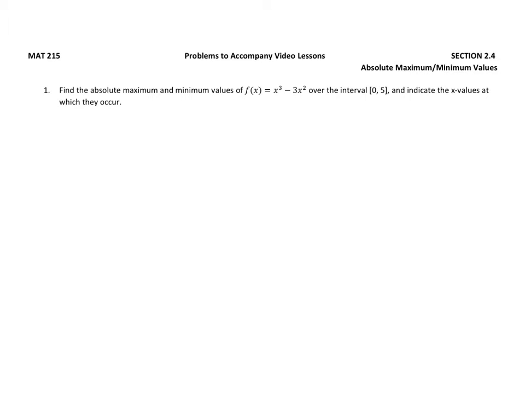So when using the maximum minimum principle 1, the first step is to find the first derivative. So we're going to find f prime of x. Taking the derivative of this function, we have 3x squared minus 6x as our derivative. Our next step is to find critical values in the interval 0 to 5.